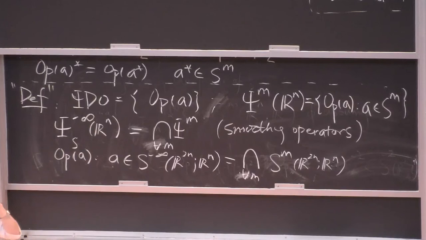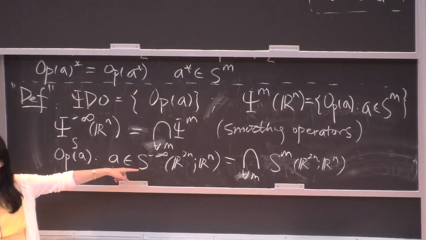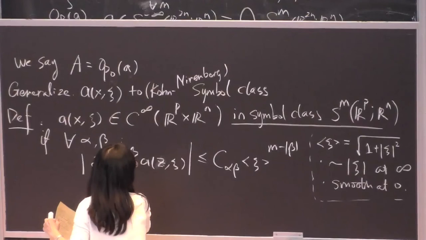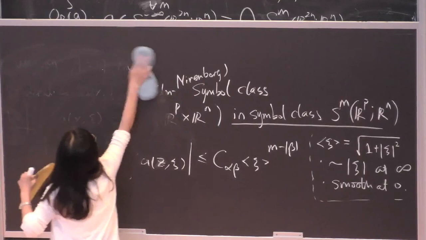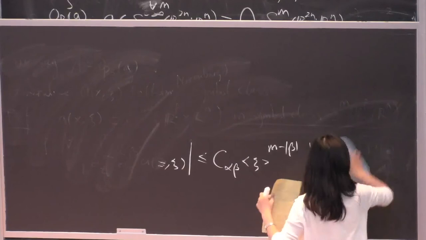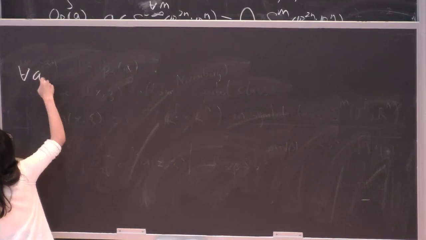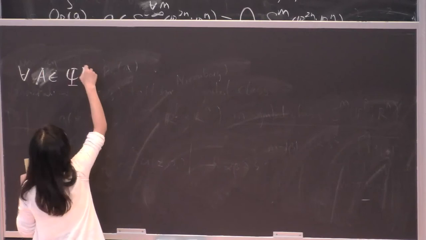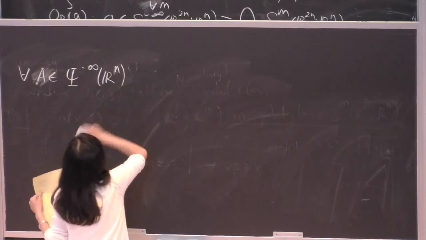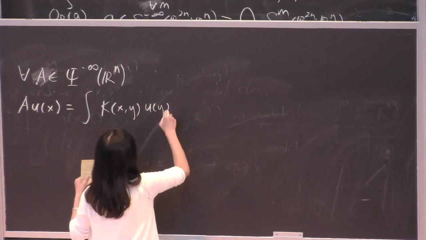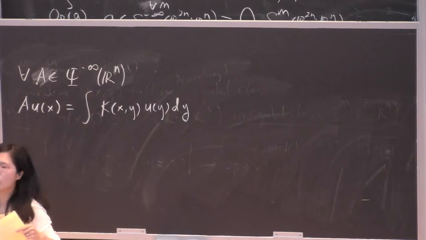And in particular, what this is saying is that the symbols here really decay to infinite order. And therefore, what it does is that it smooths anything. So what it really says is the following: for any A in psi negative infinity Rn, this is called a smoothing operator, in the sense that this Au(x) can be written in the integral kernel form, integral of K(x,y) u(y) dy, where K(x,y) is just all kinds of things put together, integrating and including integrating the cosine.